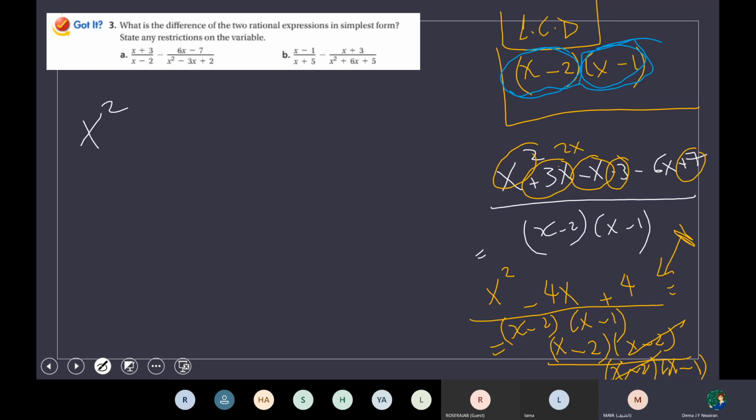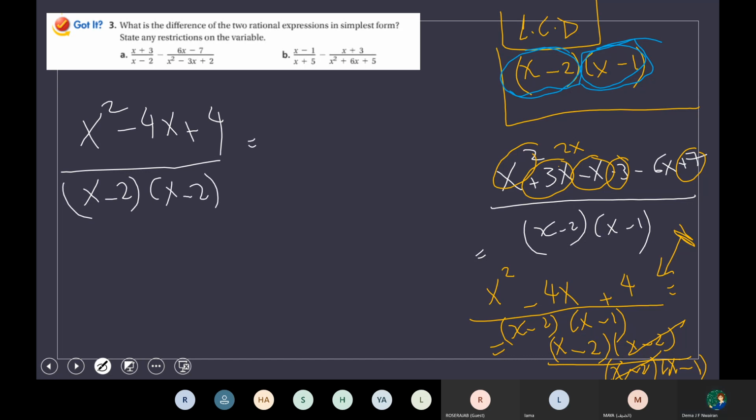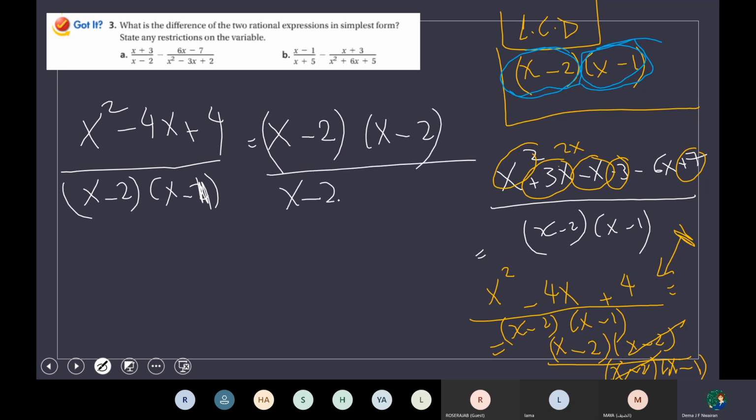Here we have x squared minus 4x plus 4 over x minus 2 times x minus 1, sorry. Now x squared minus 4x plus 4, I can rewrite it as x minus 2 times x minus 2, just factorize it, over x minus 2 times x minus 1. Then, can I now simplify them? Yes. So it will be x minus 2 over x minus 1. Is it clear now?